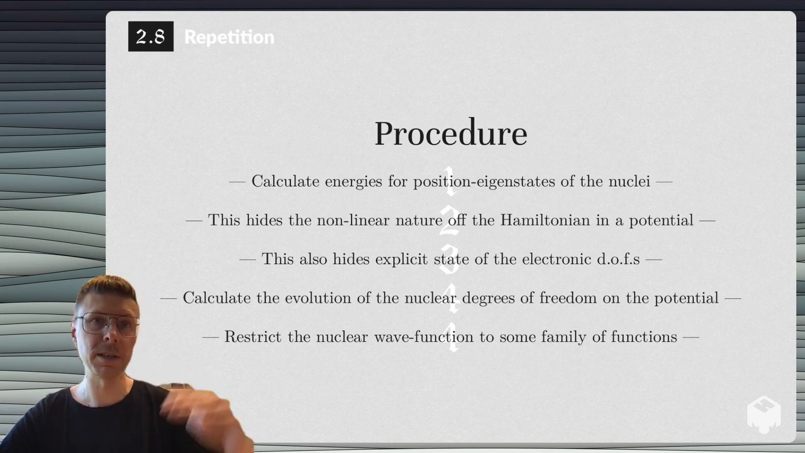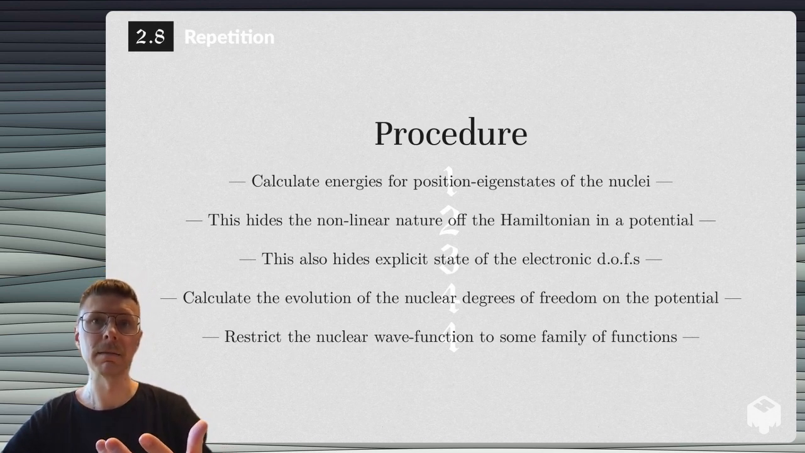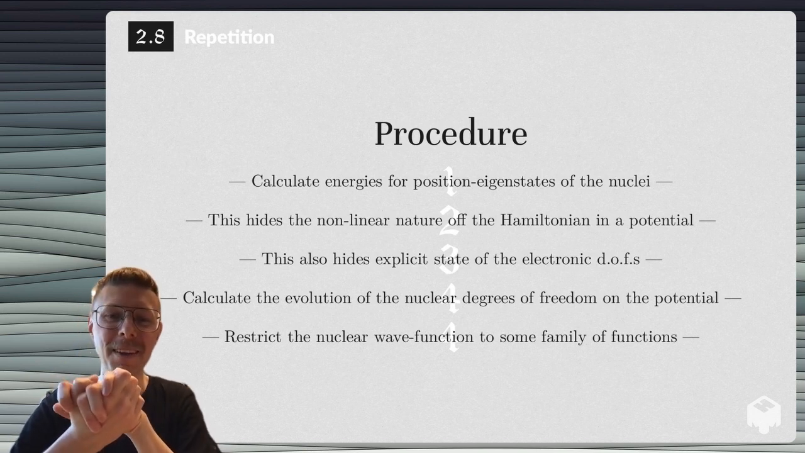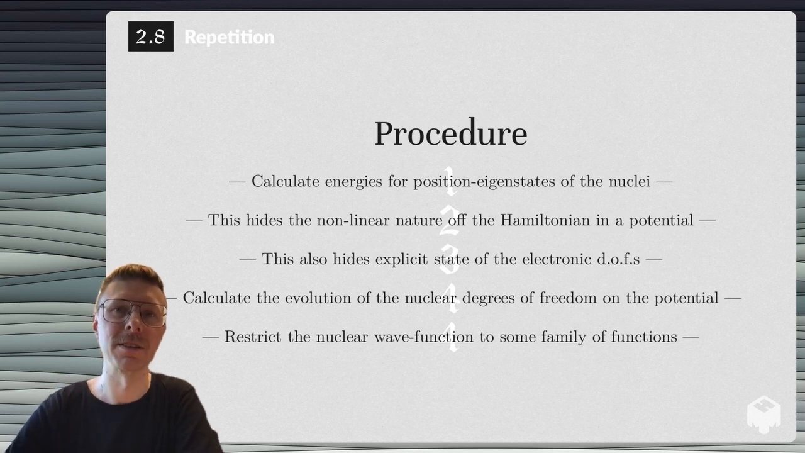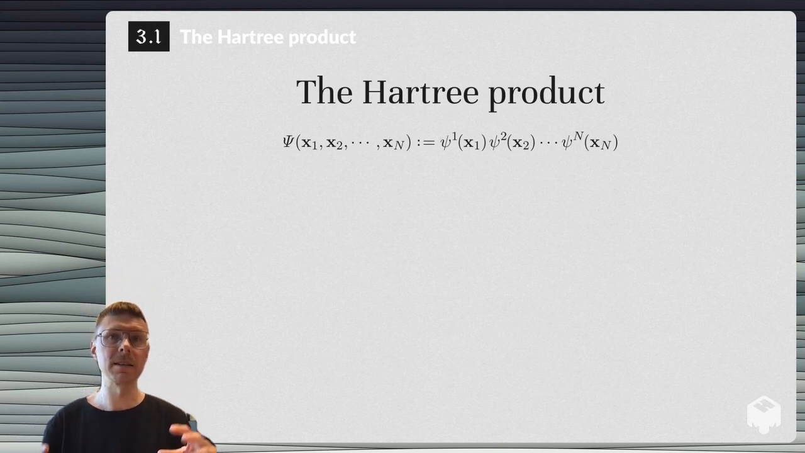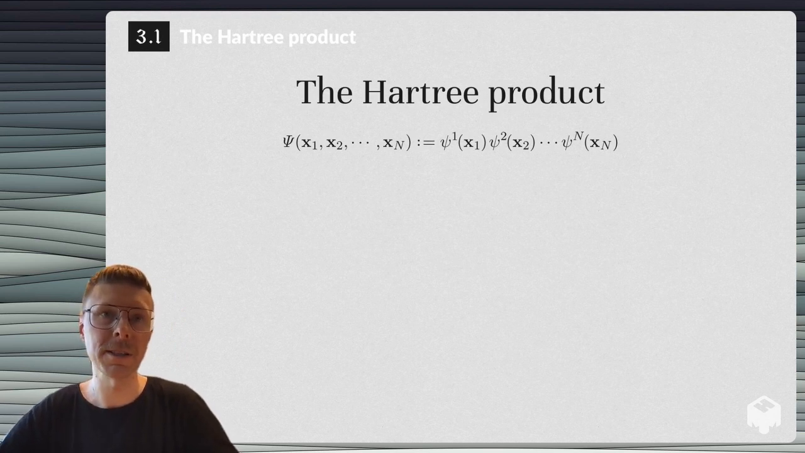Even though we have followed this procedure where we simplify the problem in several steps, we still have enough nuclear degrees of freedom left that it's difficult to model. Then again, we do restriction of the nuclear wave function. So this is the final point here, number 4, actually number 5. I have 4 twice. Okay, point number 5, that we're going to restrict the nuclear wave function so that it's easier to deal with. So the basic strategy for this is to use a Hartree product.